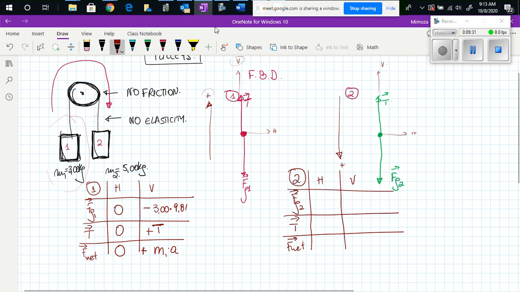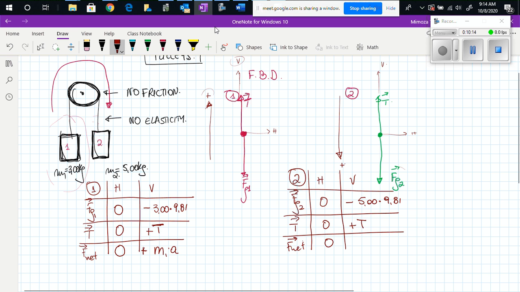Let's move now to object 2, where we have to find the horizontal component and the vertical component. And now we know that everything in the horizontal is equal to 0. And on the vertical, what do we have? The force of gravity is negative because it is in the opposite direction of the positive y-axis, or vertical axis, and it will be 5.0 times 9.81. And tension is as well positive, the same way and the same logic as we said for object 1, on the positive direction of the vertical axis.